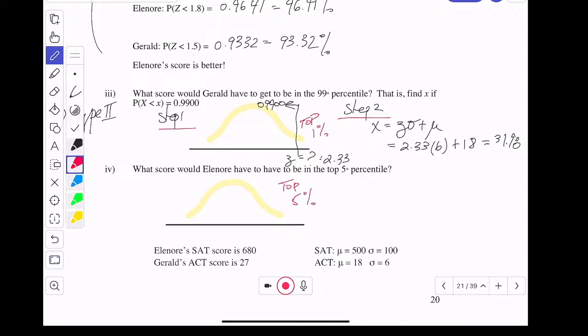To be in the top 5%, the trick here is to remember that every mark that I put can be perceived as above all those below it, or below all those above it. Okay, it can have two perspectives. So the top 5% would be where there's 95% below. So I can write that as 0.9500. And that's how I proceed.